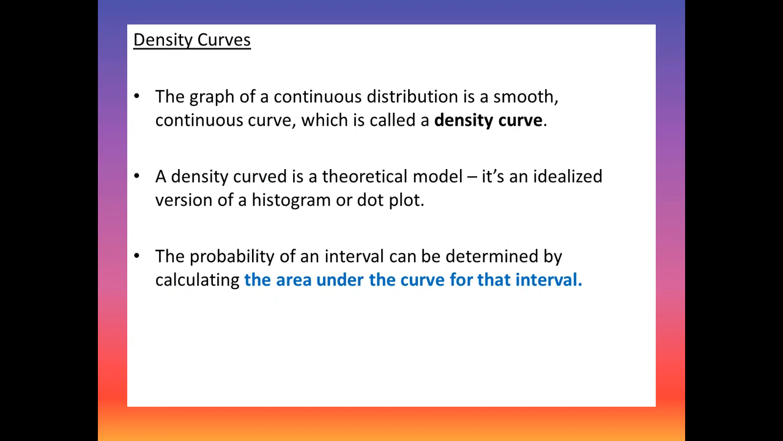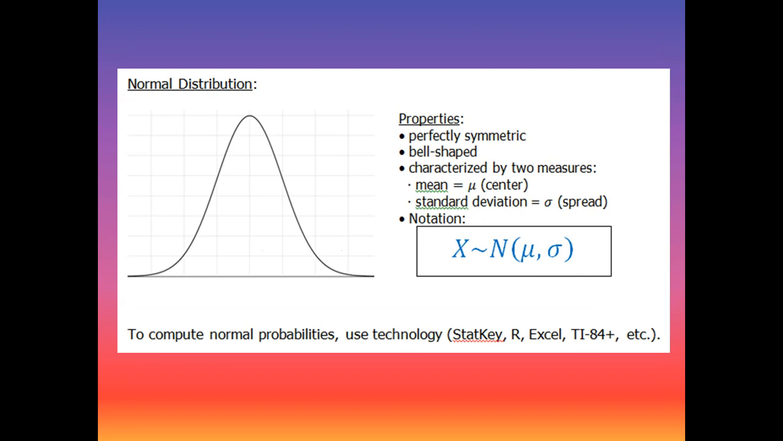And the way that you would determine the probability is by figuring out the area under the curve for whatever interval you're interested in. Normal distribution, it is an idealized shape, so it's perfectly symmetric, it's bell-shaped, and it's characterized by two things, the mean and the standard deviation. It's always going to be that shape.